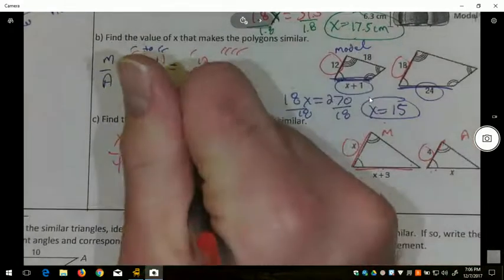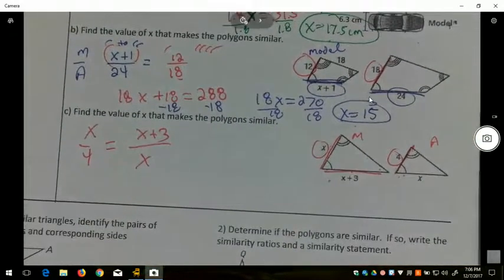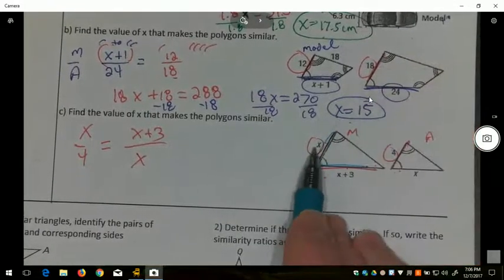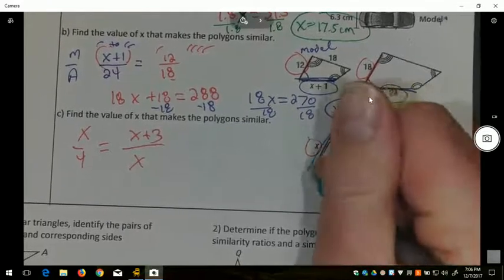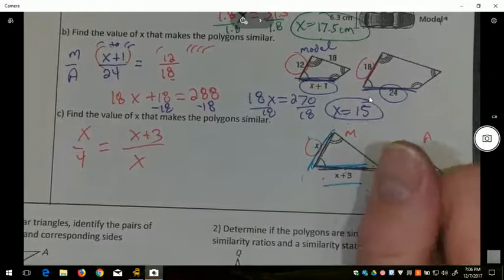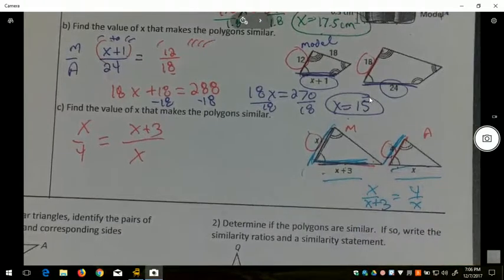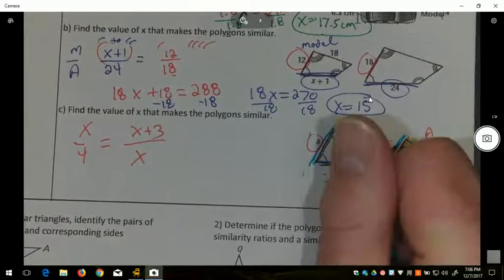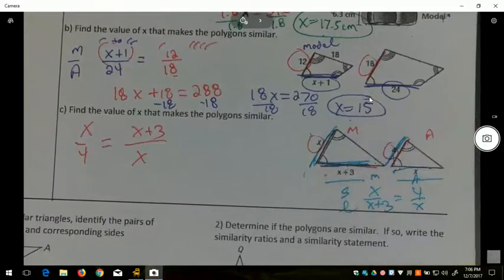The model is x plus 3. The actual is x. Now, the alternate way to set this up is to do the ratios of these sides. So I've got x over x plus 3 and 4 over x. So I do this to this and this to this. So you could, if you wanted, x over x plus 3 equals 4 over x. That would also be a correct way to set it up. Short over long, short over long. Short over long on the model, short over long on the actual.